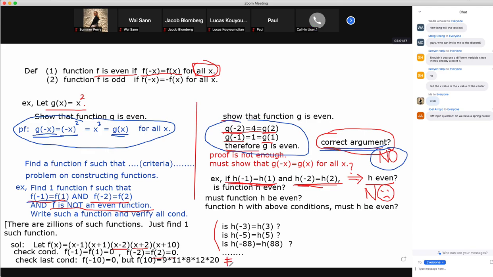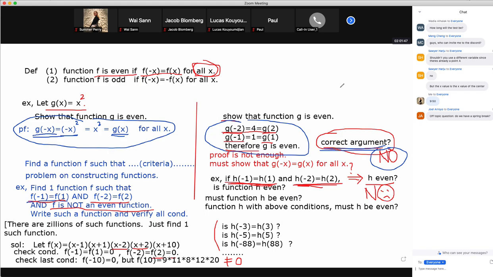Professor Lee? What if you created a function such that f of -1, f of 1, f of -2, and f of 2 are not on the graph? Like the points don't exist, would they still be equal? Sorry, I'm not understanding your question. What is your question again?